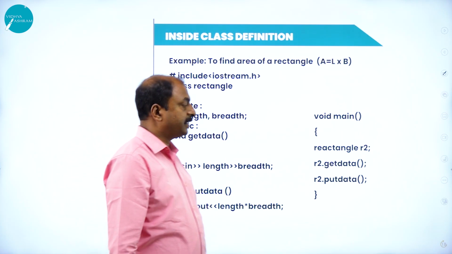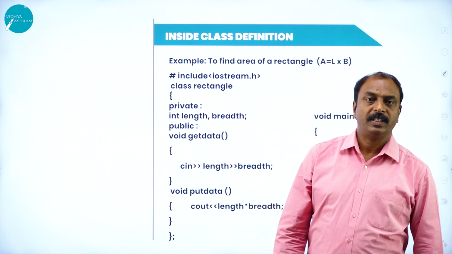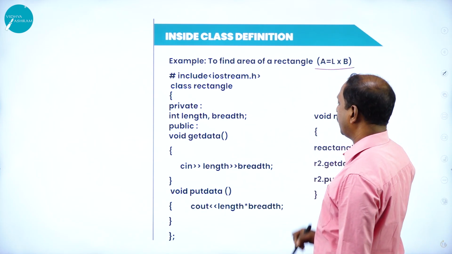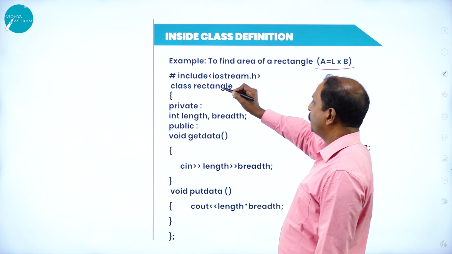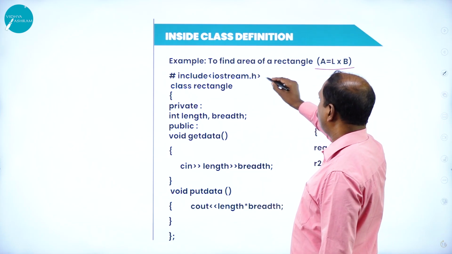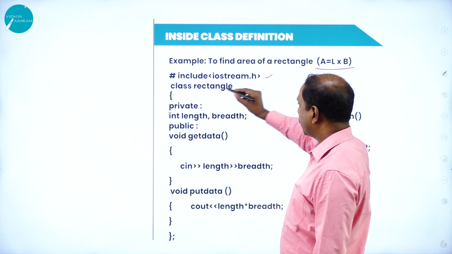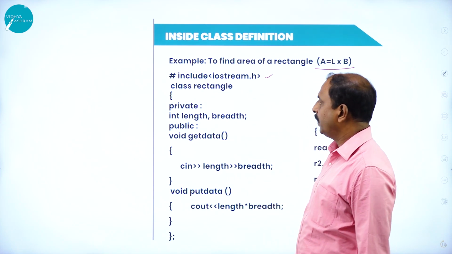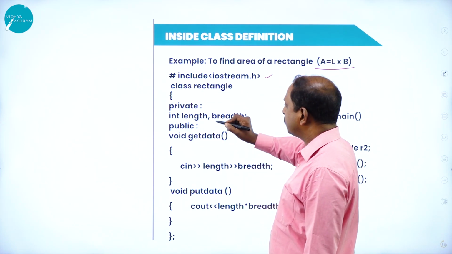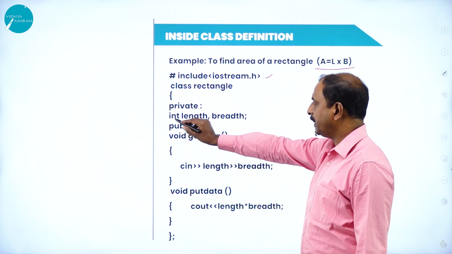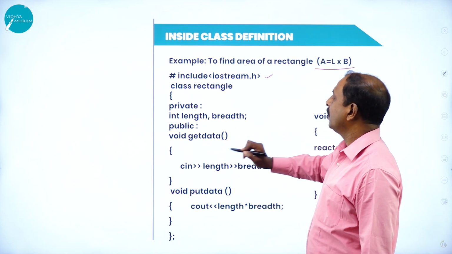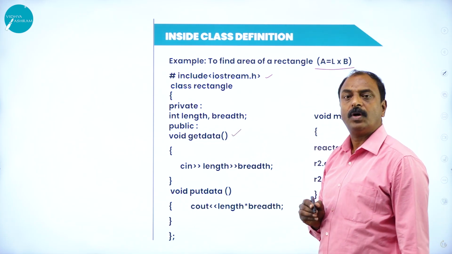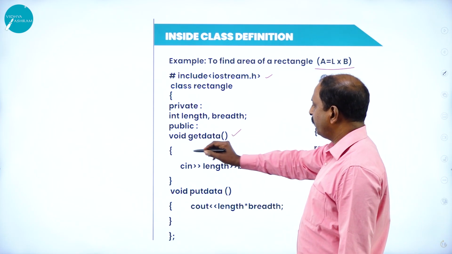Now let us see a small example to show how to define the function inside the class: finding the area of a rectangle. The program starts with the header files, then defining a class, class Rectangle. Here class is a keyword and Rectangle is a user defined name. Open the bracket, and under the private access specifier we have two int variables, length and breadth. Then under public we have one member function, void getdata.